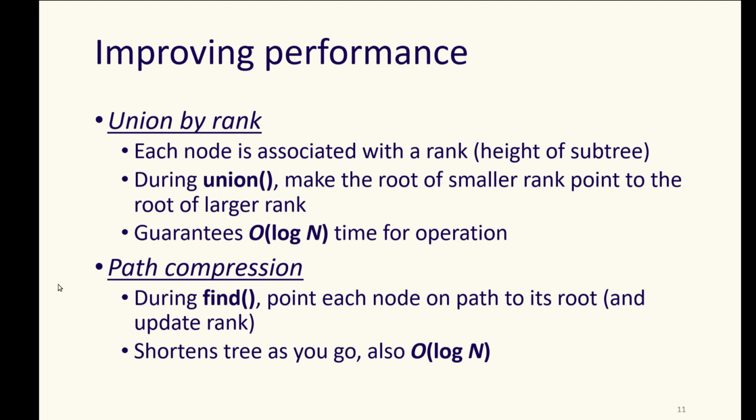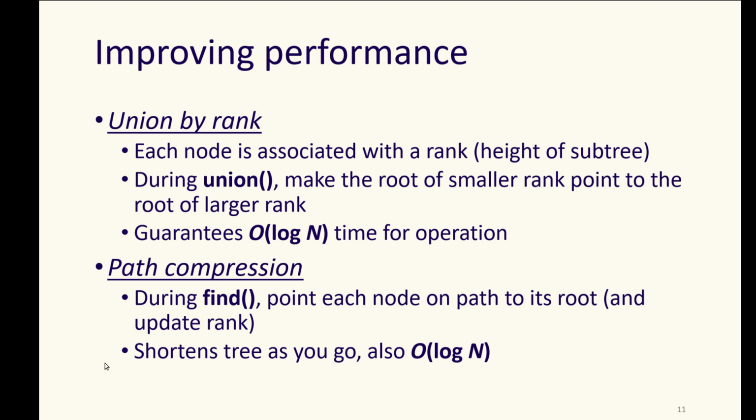This shortens your tree as you go. Every time you do a find, you're improving the performance of your tree, and it only costs O of log n because the lookup was O of log n, and all we're doing is just changing those connections as we do the lookup. Once we find the root, we can just hook everybody that we saw along the path into that root.